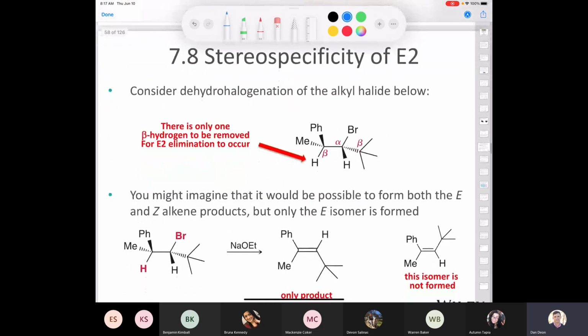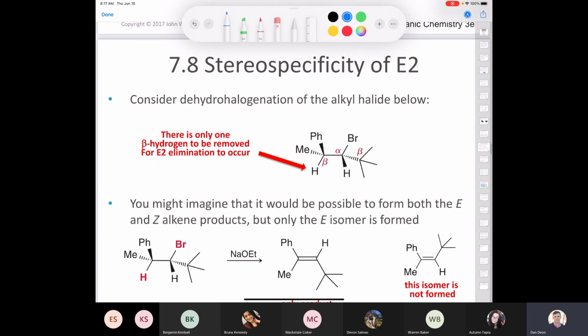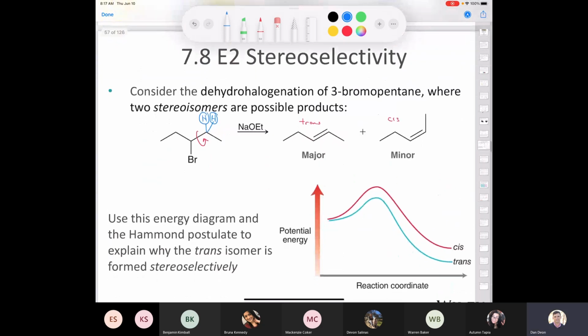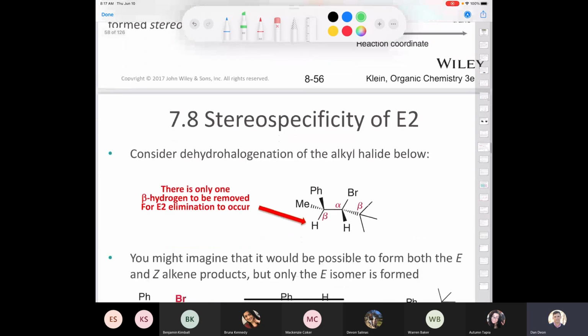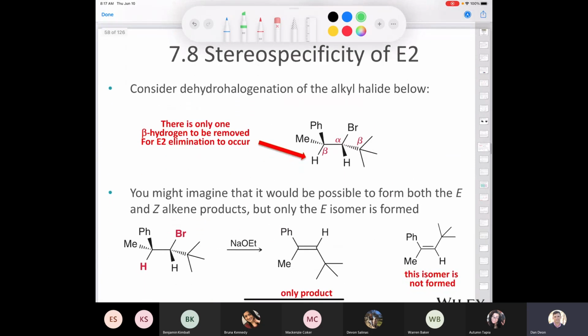All right. So let's talk about stereospecificity. If you look here, it says stereoselectivity, right? Selective. What does selective mean? It means it's selective for one over the other. We have a major product and a minor product. But when I'm talking about stereospecificity, it means it's specific. We're only going to get one product.